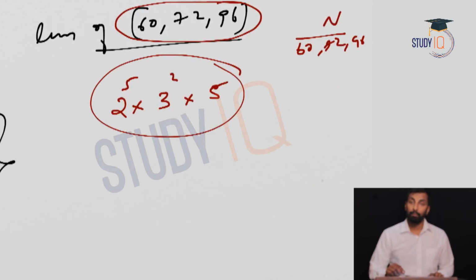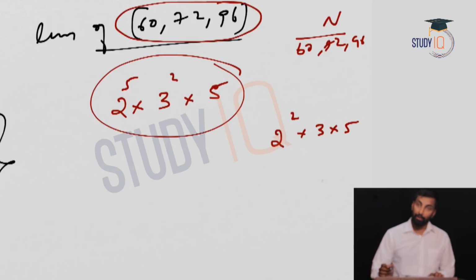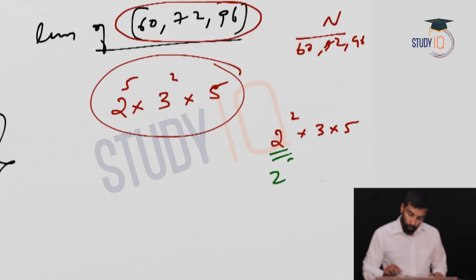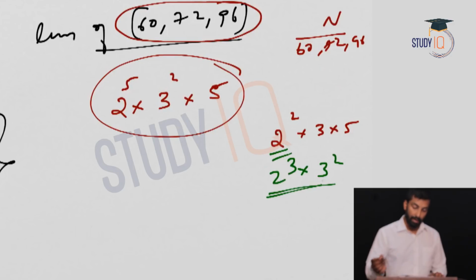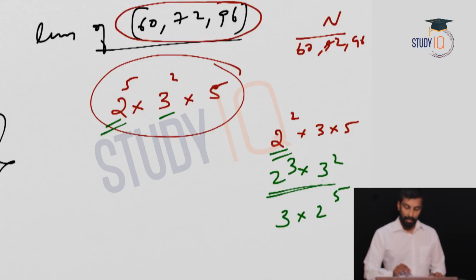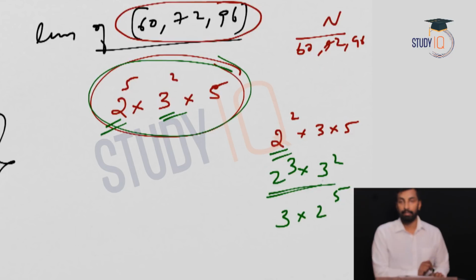So 60 means 2 raised to 2 into 3 into 5. Can I divide? I can divide because one 5 is there, right? Then one 3 is there, I can divide. Then 2 2's are there, so I can divide it, right? Similarly 72 is 2 cube into 3 square. So I can divide 3 square here, 2 cube also I can divide, I get a quotient. Similarly 96 is 3 into 2 raised to 5. 2 raised to 5 is here, I'll get a 3 here, I can divide. So this is my LCM.